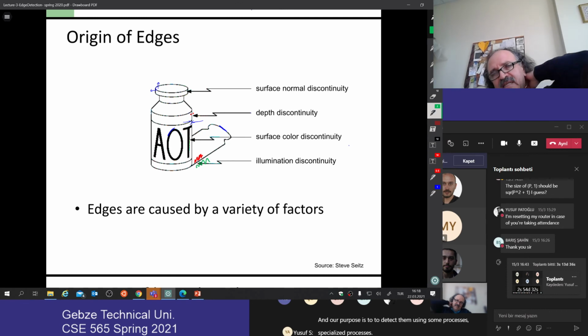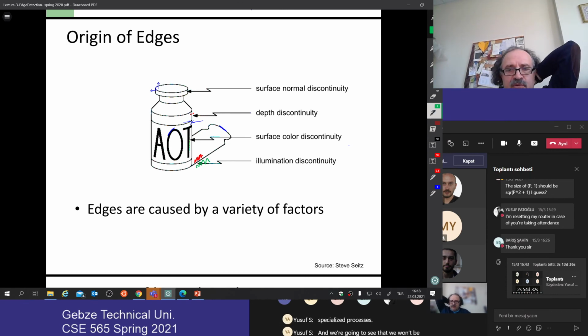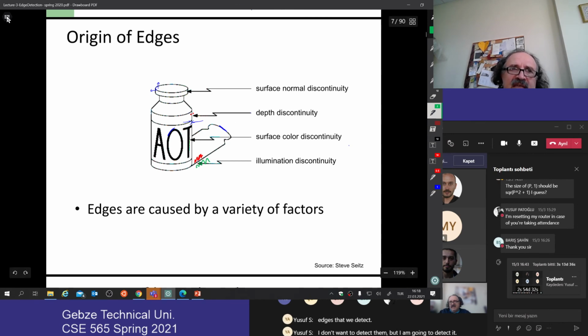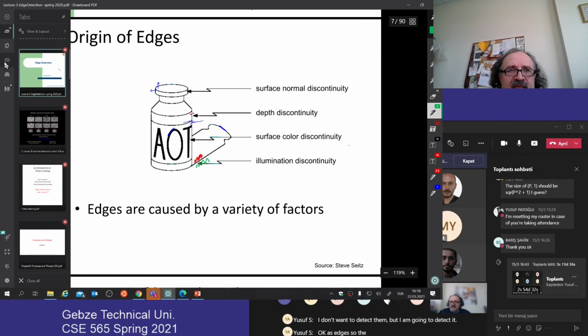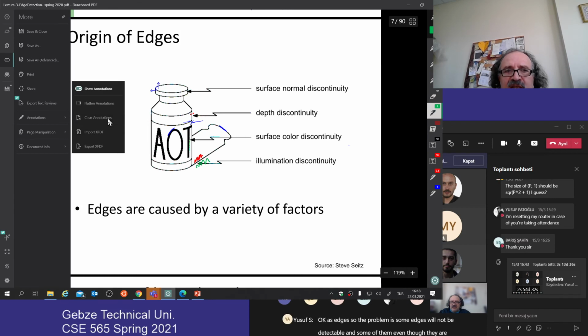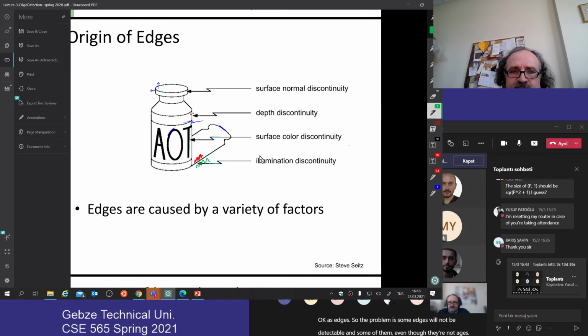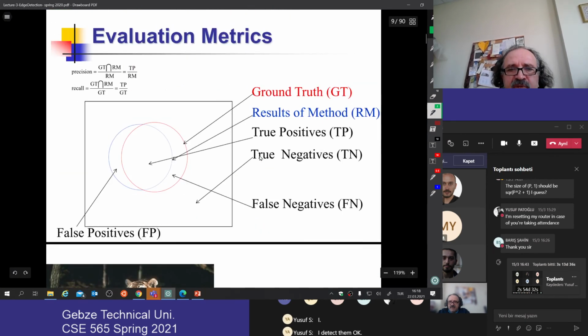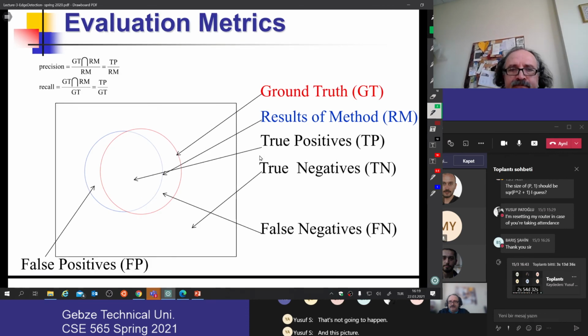And we are going to see that we won't be able to detect all the edges that we would like to, and there will be lots of extra edges that we detect. I don't want to detect them, but I am going to detect them as edges. So the problem is some edges will not be detectable, and some of them, even though they are not edges, I detect them. That's what's going to happen. And this picture summarizes that. The ground truth edges are inside this red circle.